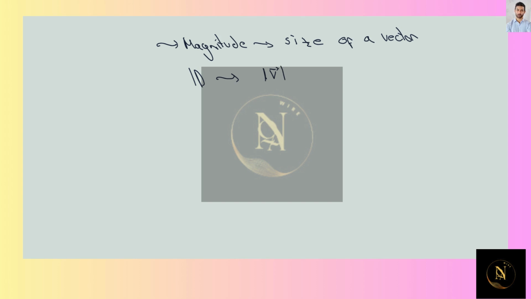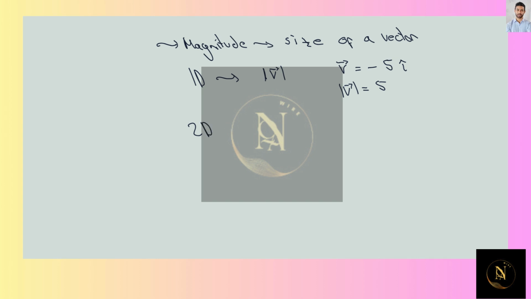So for example, if we have a vector in one dimension that is -5 on the x direction, so on the y-axis, the size of this vector is going to be equal to 5. This is going to be the magnitude of that vector.